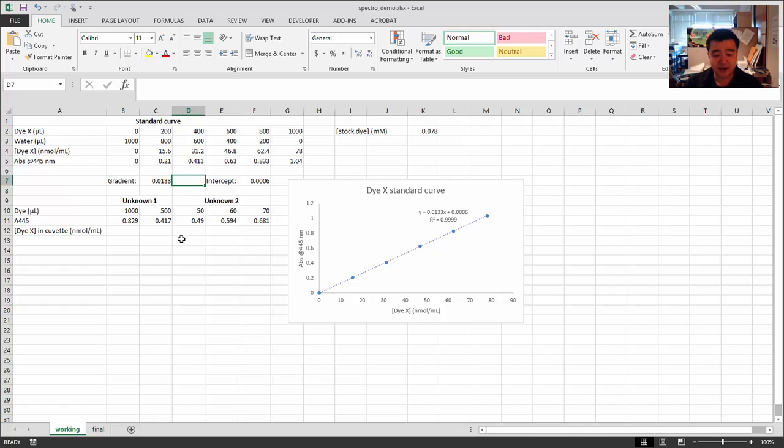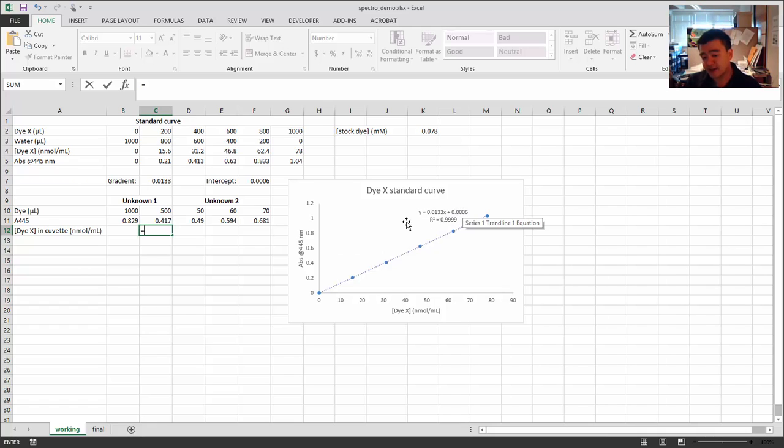Okay, so now we have our gradient and intercept on the actual spreadsheet itself. Let's come over here and start a formula up. Remember, it was y equals mx plus b, and if we rearranged it, it would be x equals y minus b on m. So equals y minus b, where y is the absorbance, minus b, which is the intercept, on m, which is the gradient. And we'll press enter, and we have our 31.31 nanomoles per milliliter here.